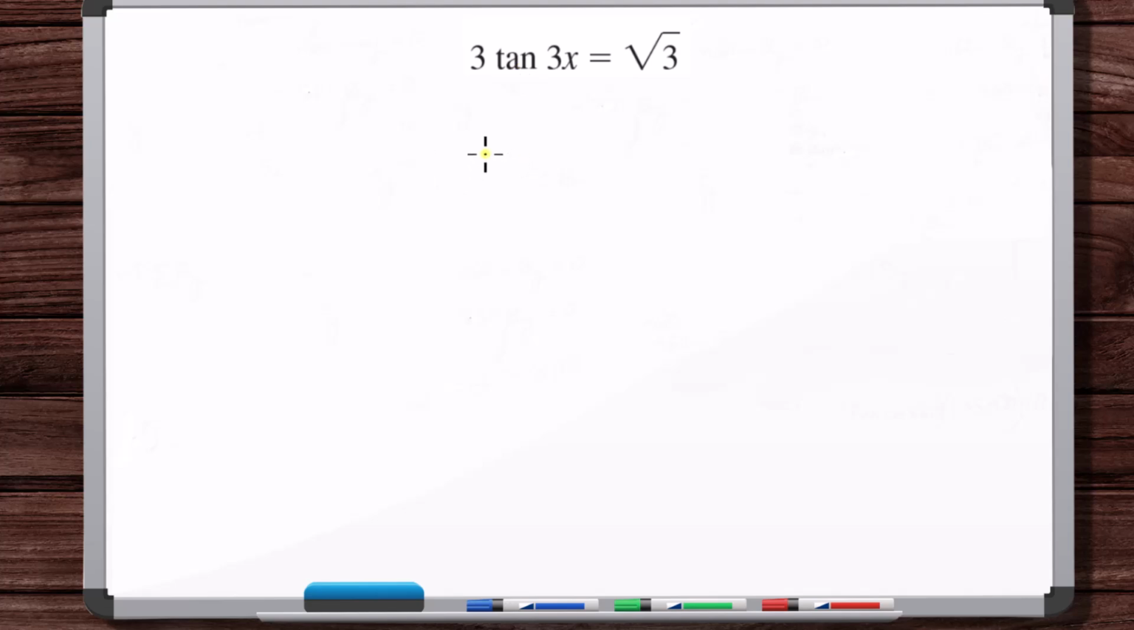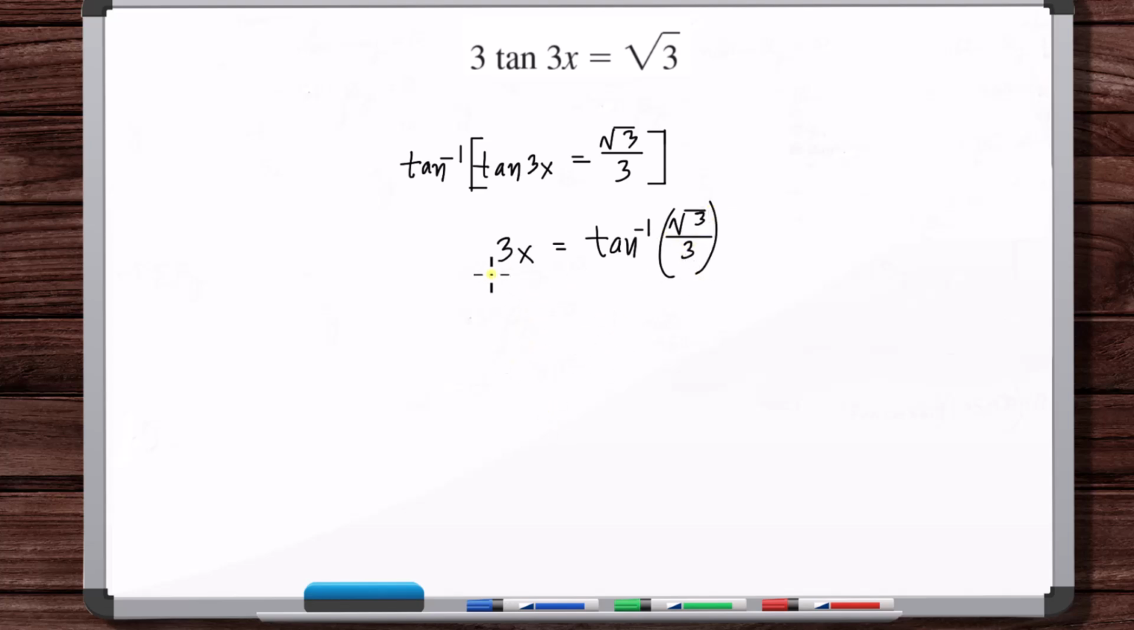Okay, same idea here. We've got this lone trig function, so we don't need to consider breaking it down. So, okay, we've got 3x is equal to inverse tangent, so x is equal to... okay, now root 3 over 3, that's the same as 1 over root 3.